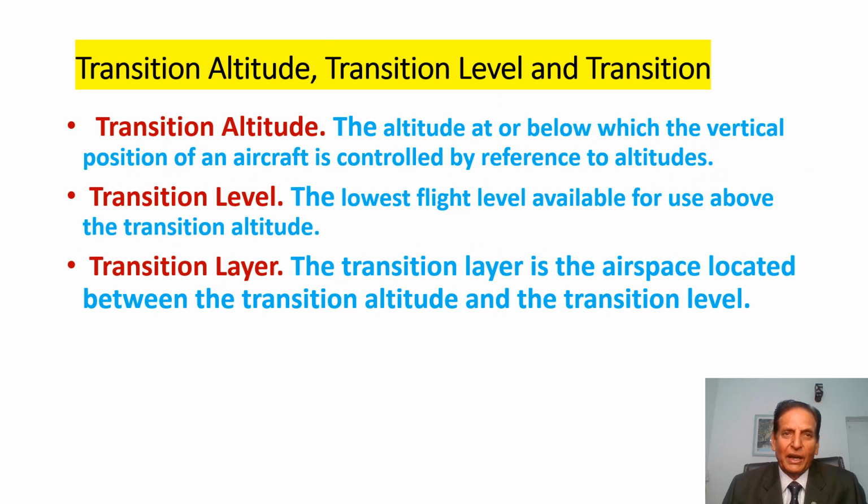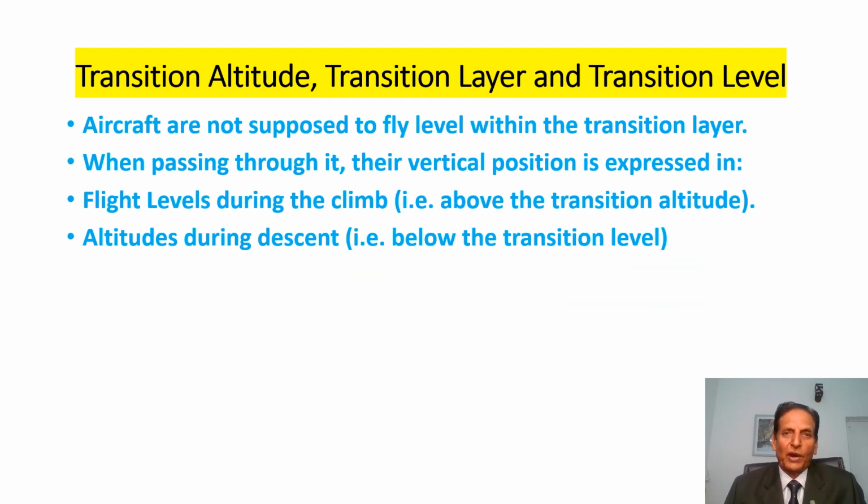Now we shall discuss the transition altitude, transition level, and transition layer. First, the transition altitude: the altitude at or below which the vertical position of an aircraft is controlled by reference to altitude. Transition level: the lowest flight level available for use above the transition altitude. And transition layer: the airspace located between the transition altitude and the transition level.